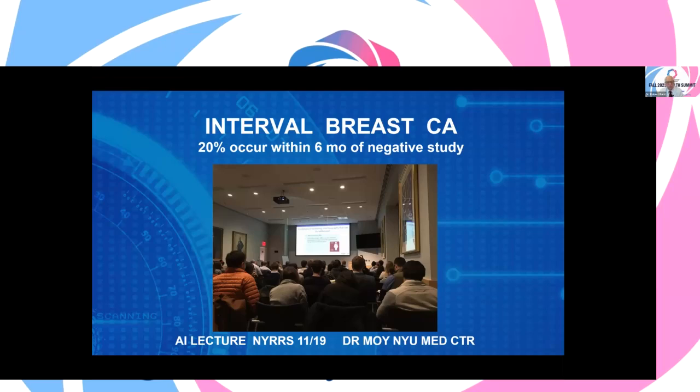This is important also because when they reoccur as interval breast cancers, they are more aggressive. That's why they occur in the interval. More aggressive means you got to find it early. So again, let's go back to screening and see what we can do. Next slide, please.